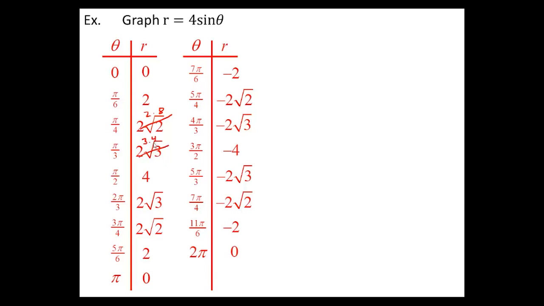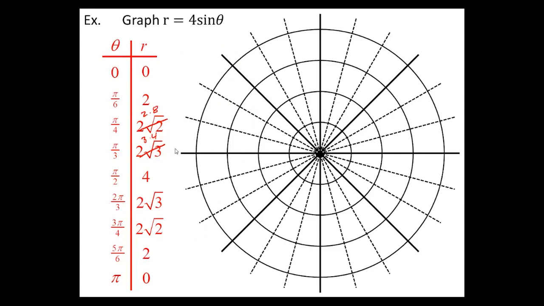And again, it doesn't have to be perfect. It just has to be somewhere between the approximate values. So let's go ahead and start sketching this out. We'll start at 0, 0, which is going to be right here.